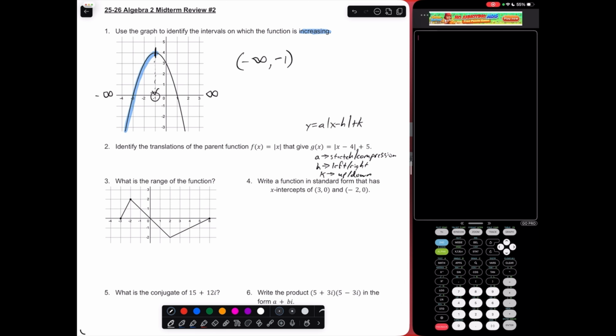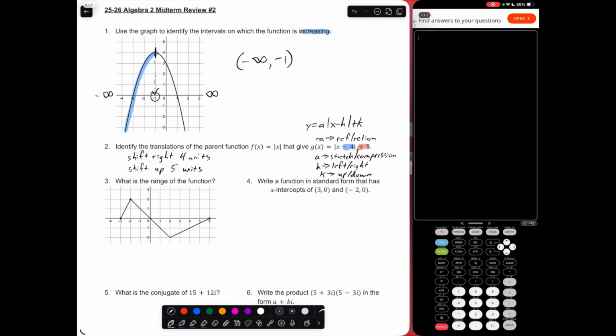Now, if A happens to be negative, there's also a reflection. That doesn't happen in this case, and A is actually only 1, so we don't have to worry about that. So negative A would be a reflection. So for this particular problem, we have a minus 4. So that actually tells us that the graph goes to the right. So this would be a shift right 4 units. And the plus 5 tells us that the graph goes up. So shift up 5 units.